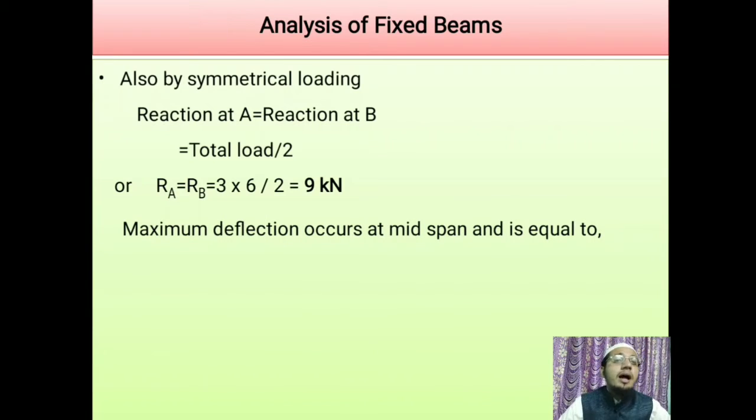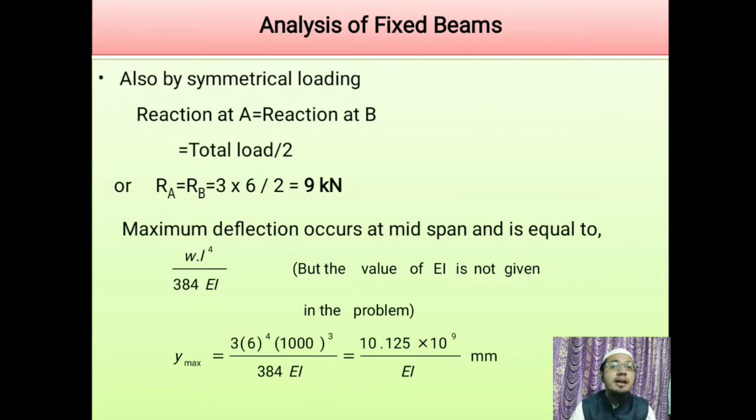Now again in this numerical it has asked that obtain the maximum deflection. So where will it occur? Yes, it will occur at the mid span, and we know the formula. The maximum deflection in case of fixed beam subjected to UDL will be 1/5 of the maximum deflection in case of simply supported beam subjected to UDL over the entire span. So we will get the formula as Ymax equals WL raised to 4 divided by 384 EI.